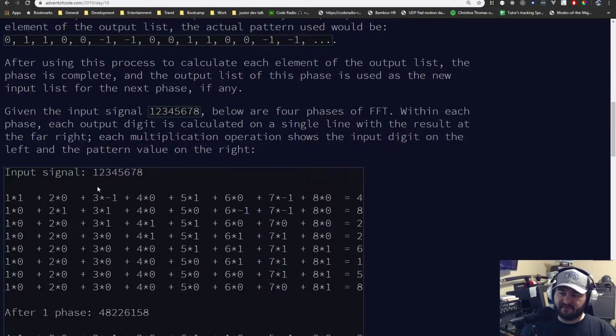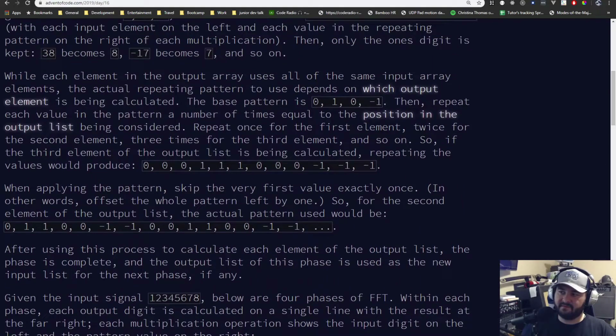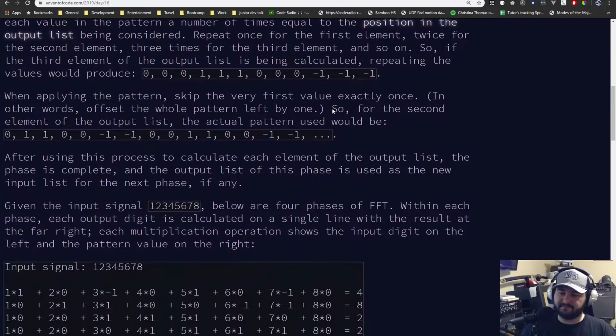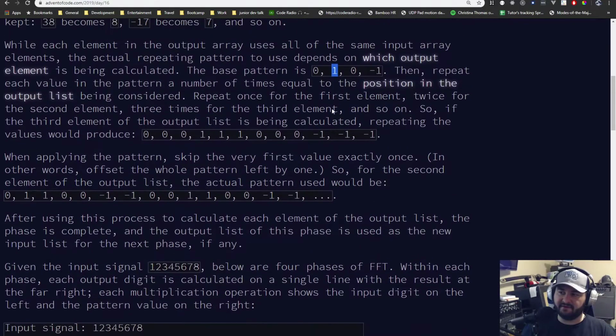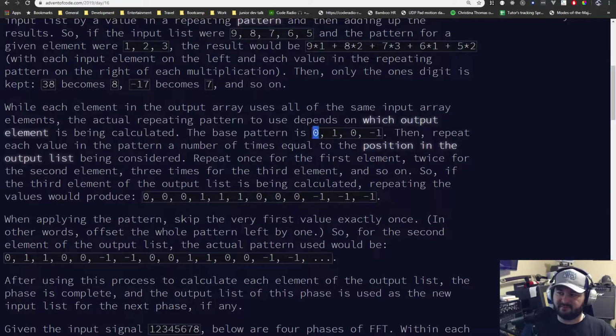And then for the next one, to get this 8 over here, we're going to use that same base pattern, except we're going to extend it by 1 extra. So we're going to repeat. So instead of doing 1 and then 0, we're going to do an offset of 1. So basically, this is going to become 0, 0, 1, 1, 0, 0, -1, -1, and then you're going to move over 1.